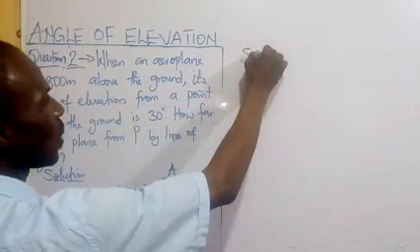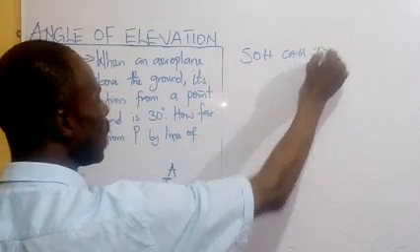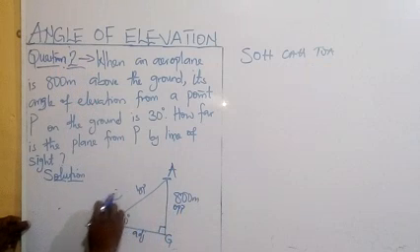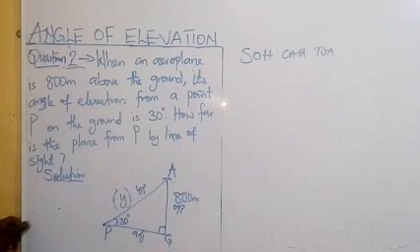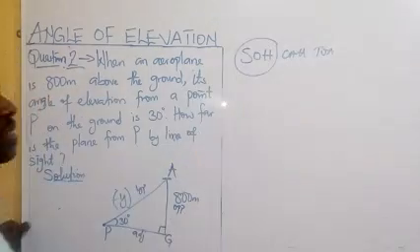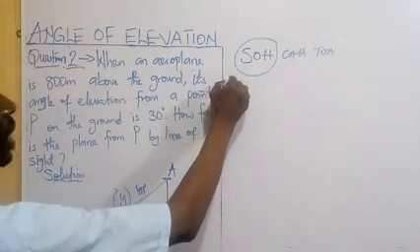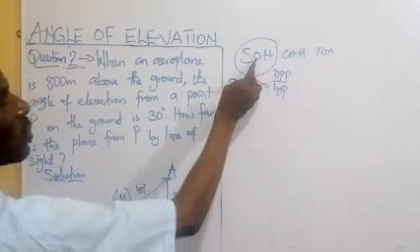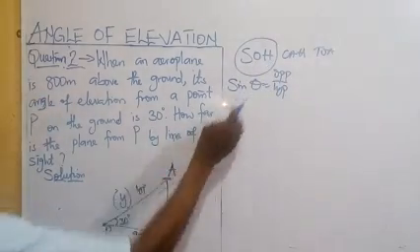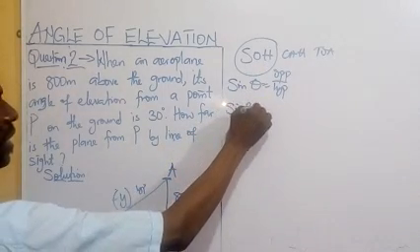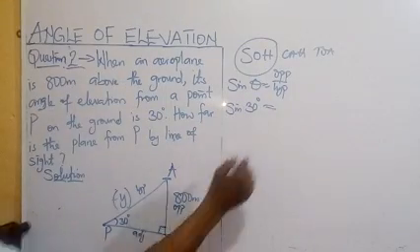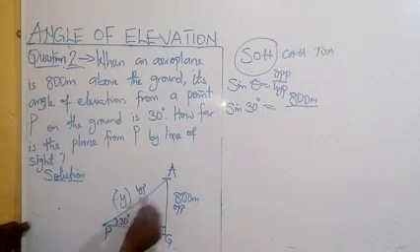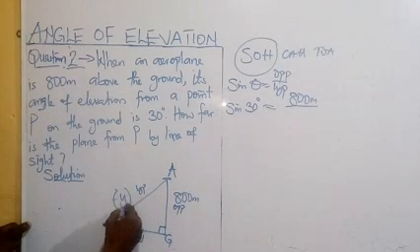Don't forget, use your SOHCAHTOA. Now look at it. The opposite side was actually given, but we are looking for the hypotenuse, which is Y. So we are applying the sine ratio. That is, sine theta equals opposite over hypotenuse. What is our theta? The angle, so sine 30 degrees equals the opposite, which is given as 800 meter, over the hypotenuse, which is Y. We represent our hypotenuse by Y.